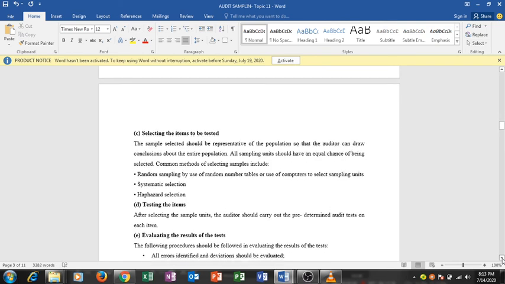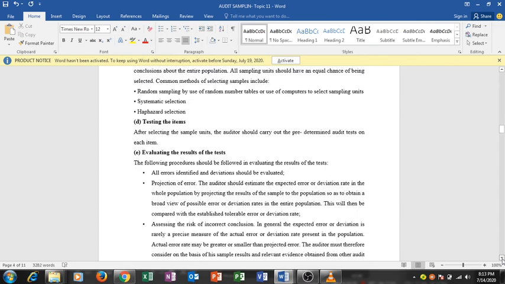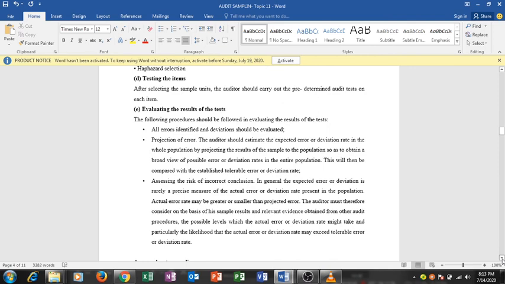Then the fourth step is to test the items. Test the items that you have selected. If they are debtors, you test them. If they are fixed assets, you test whether they are actually there and whether the figures recorded are correct. And evaluating the results comes next. You now determine whether the results that you have obtained are true and correct representatives.